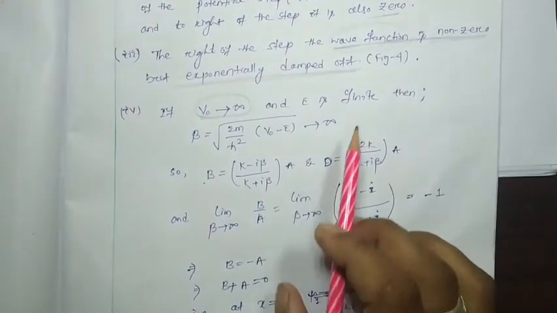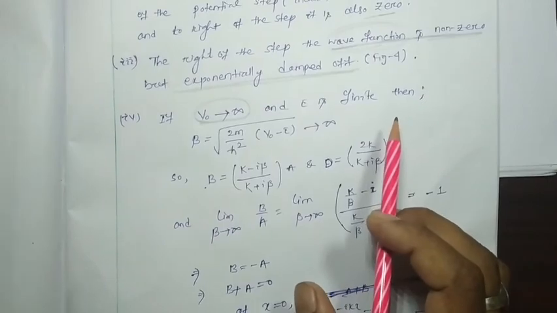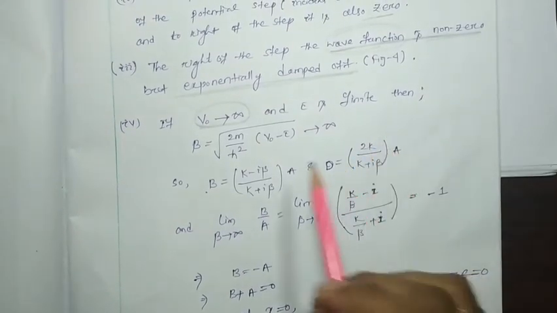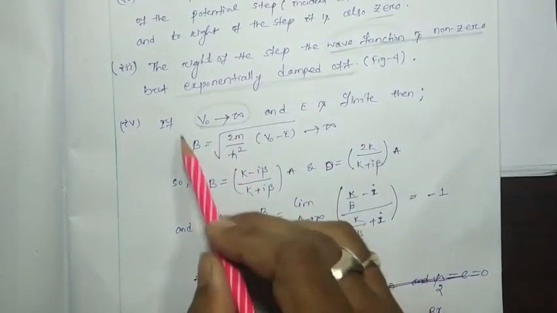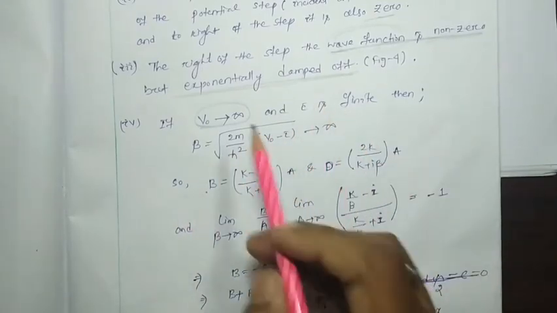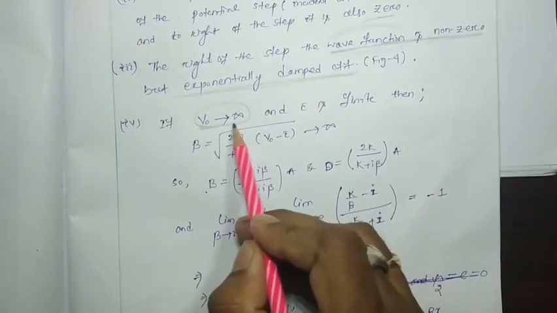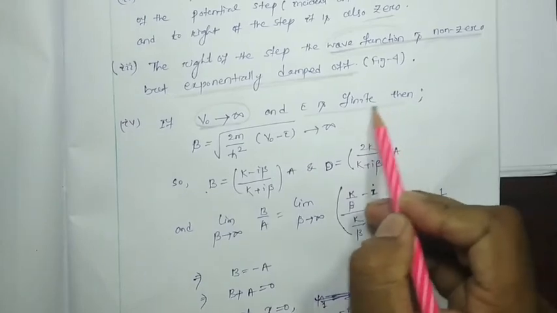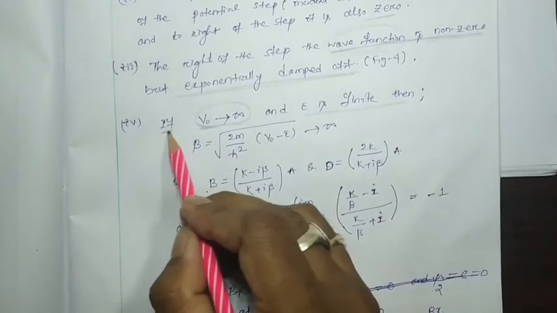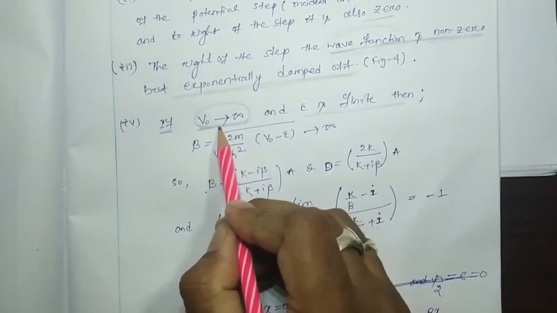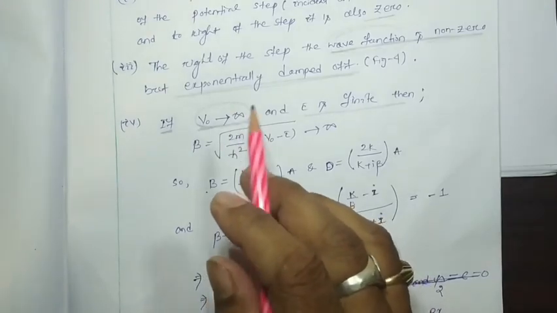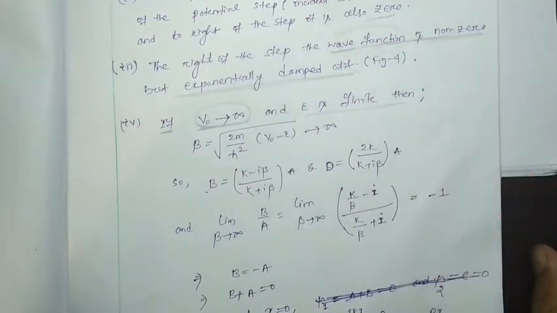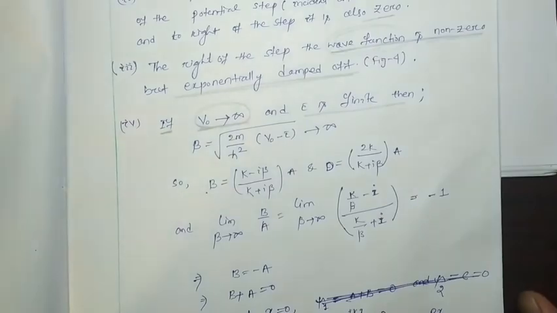In many exams, questions are asked to you and you have to answer them. Just remember what I am going to discuss here. See, B0 when tends to infinity is finite. Suppose we have to consider the case V0 is infinite. V0 is infinite means whatever the potential step value we considered.